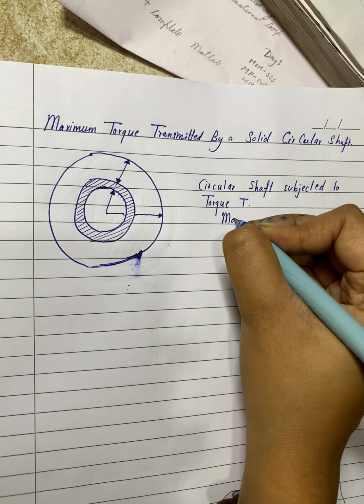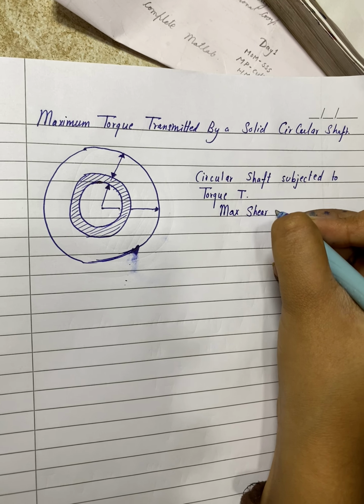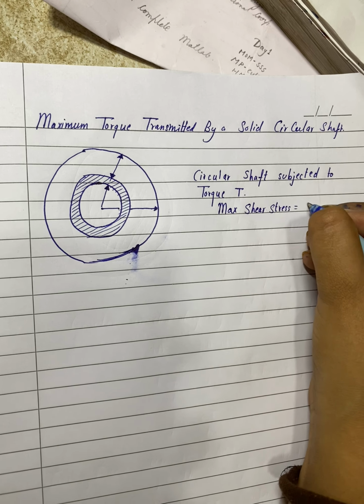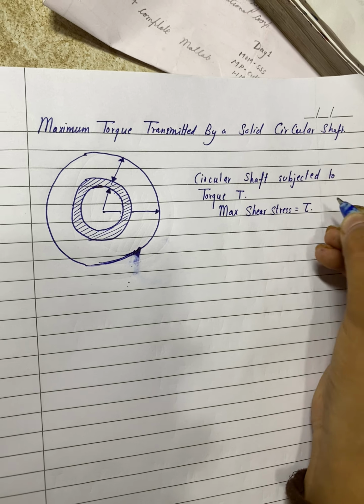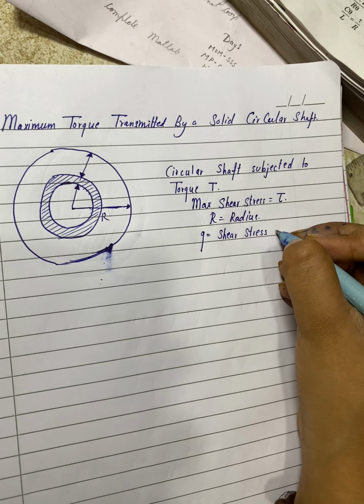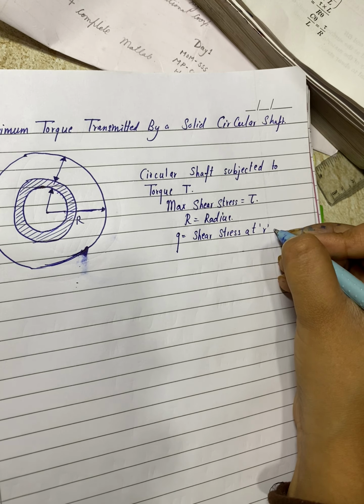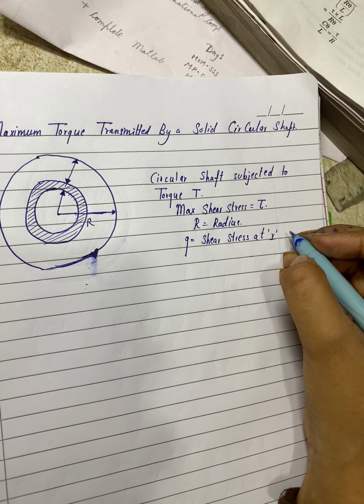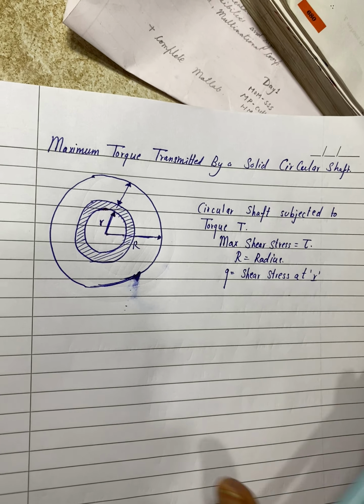Now here we will consider a maximum shear stress tau. We'll have R as our radius for the circle. This will be R. Okay. We'll also have q. q will be the shear stress at distance r from center. Okay, now this is r, so q will be acting over here, right?